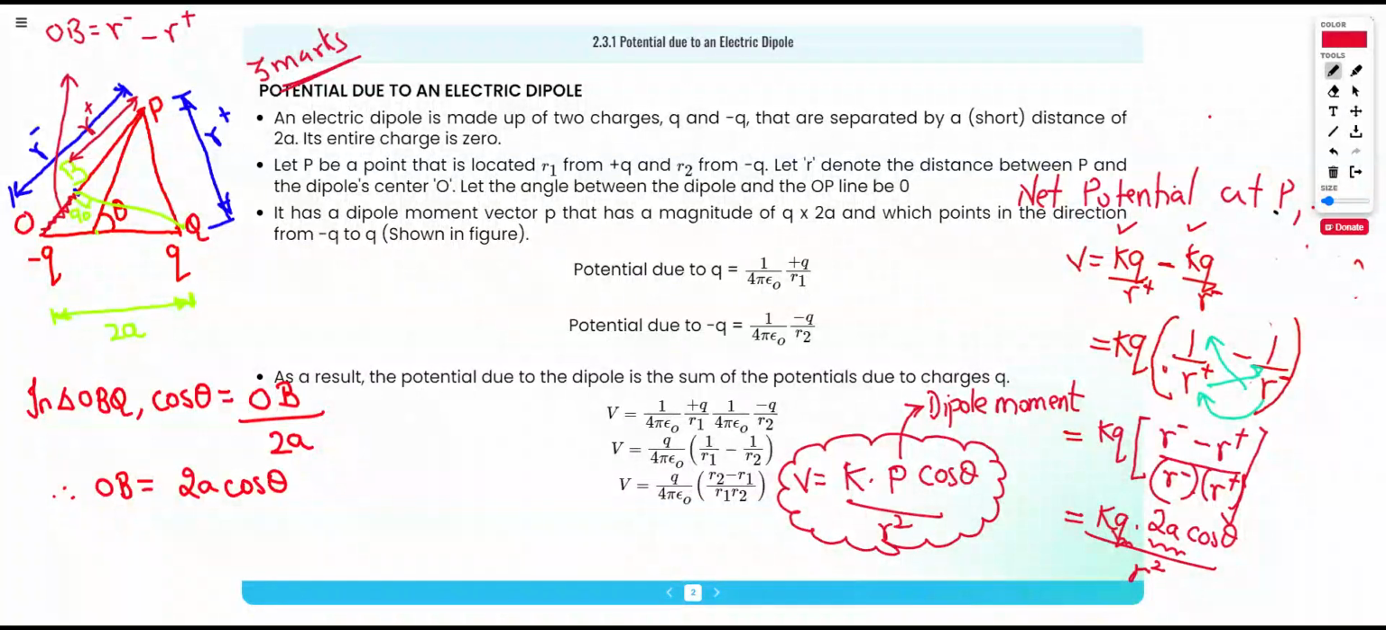Shamta? Pushpender? Yes, going right. Very good, Pushpender. Anamika, at 90 degrees, what will be the value of V? Very good, Anamika. The value of V will be 0. How?